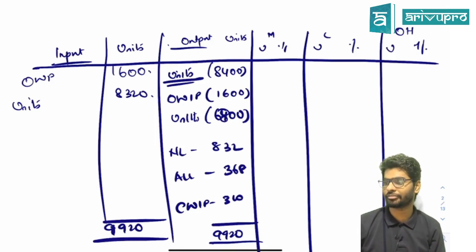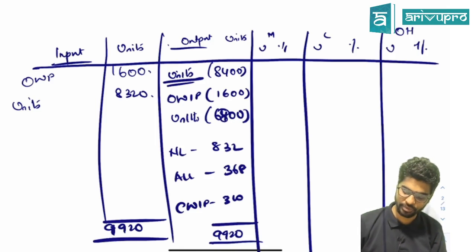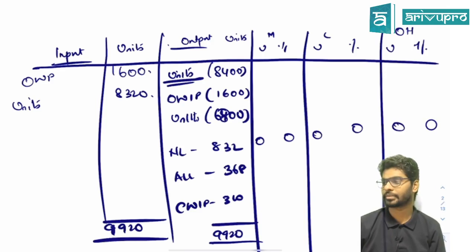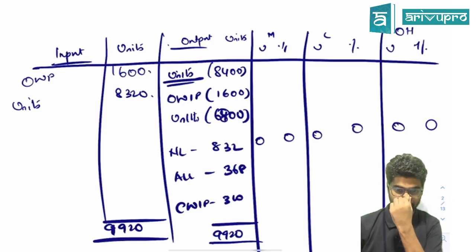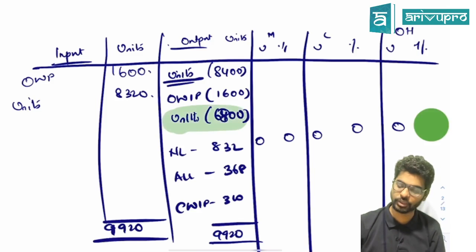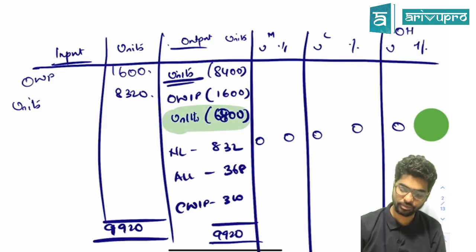The first thing, which is the easiest one for me, is the normal loss. Why? Because I have to consider it as 0 everywhere. Yes or no? Guys, yes or no? Right? The second easiest thing for me is the units introduced during the year. Why? Because everything will be 100%.